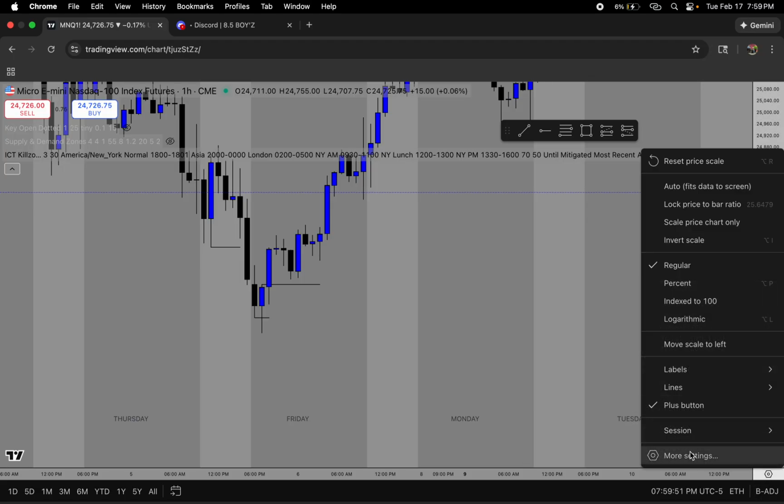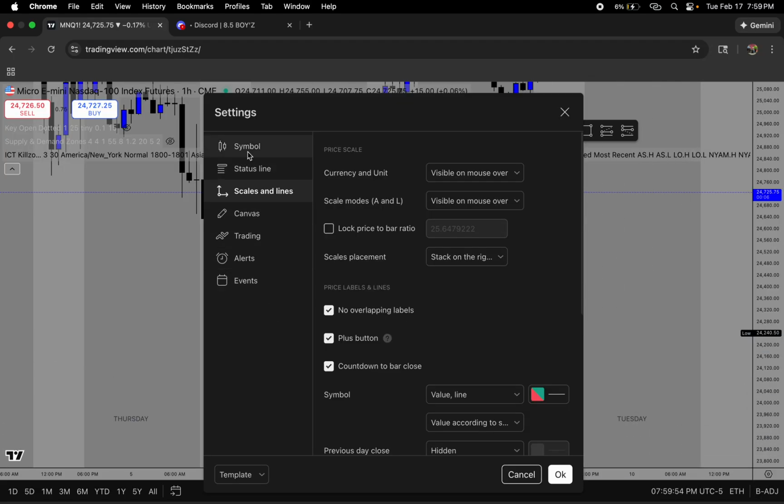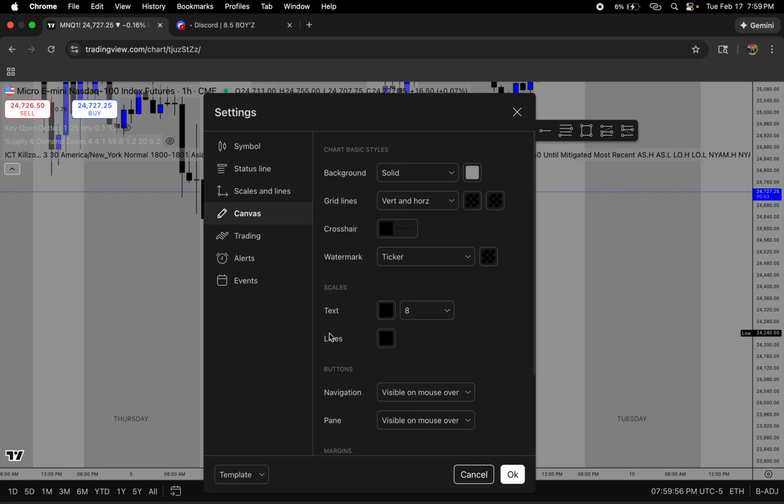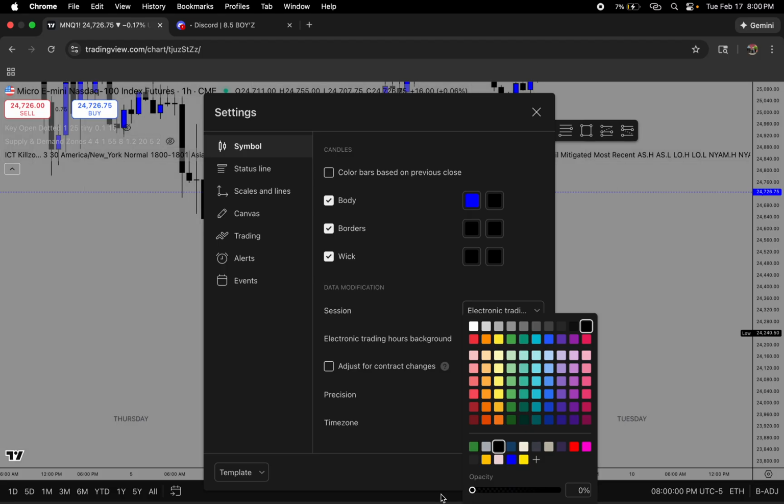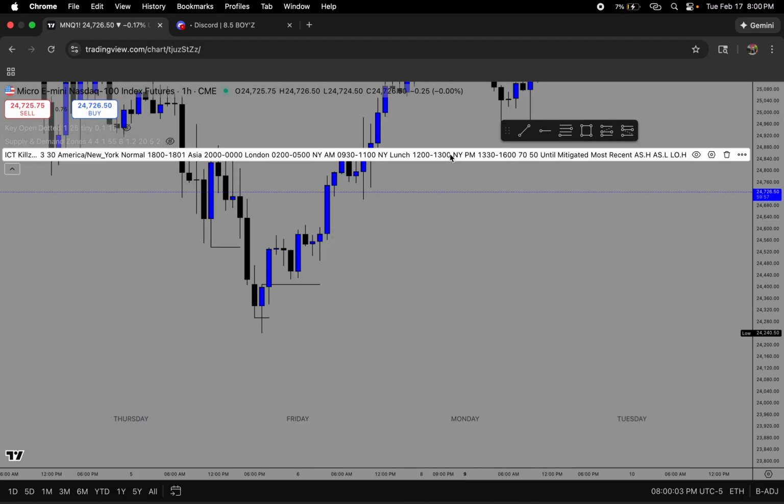Let me just fix this, guys. Hold on 1 second. I hate this thing right here. It's useful in the morning, but trying to backtest it sucks.